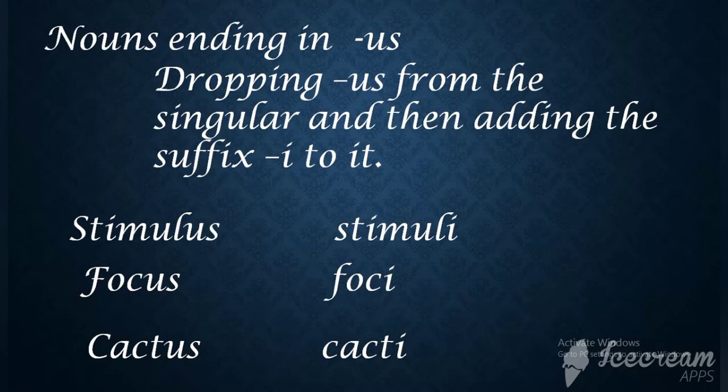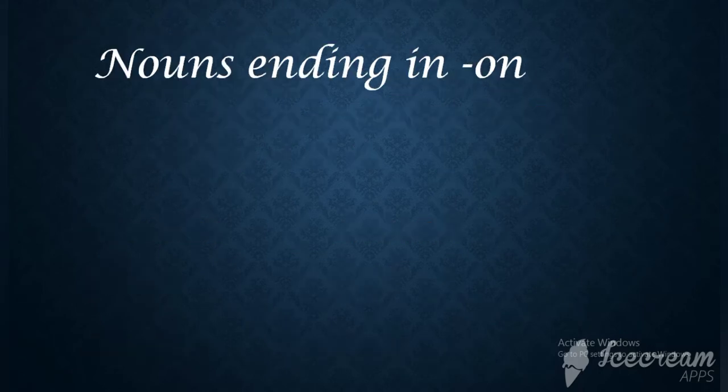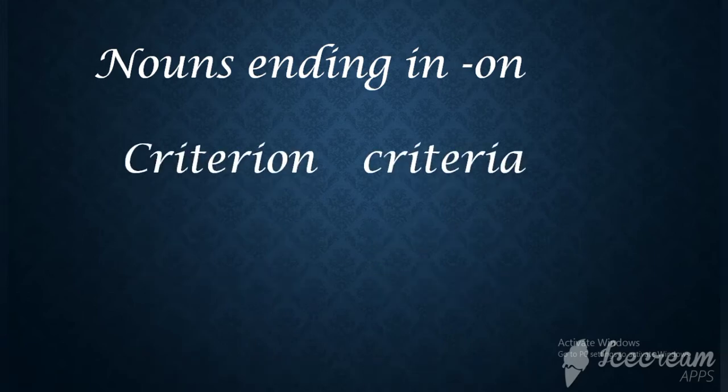And now to the next one, nouns ending in on. For this, the plural form is formed by dropping the on from the singular and then adding the suffix a. We have to drop the on and add a. So for example, criterion. We have to remove this on and add a: criteria. So we have to remove on and add a.